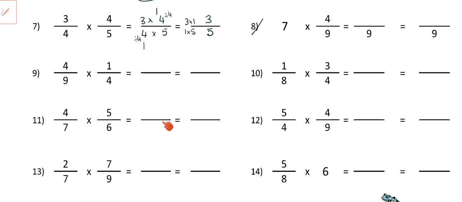Now this one, slightly different. I'm going to do it over here this time. So what can I do? 5 and 7, none of them seem to have any common factors, but then I notice that 4 and 6 can both be divided by what? 2. So if I divide that by 2, and I divide that by 2, what do I get? 4 divided by 2 is 2, and 6 divided by 2 is 3, so it becomes 2 times 5 and 7 times 5.